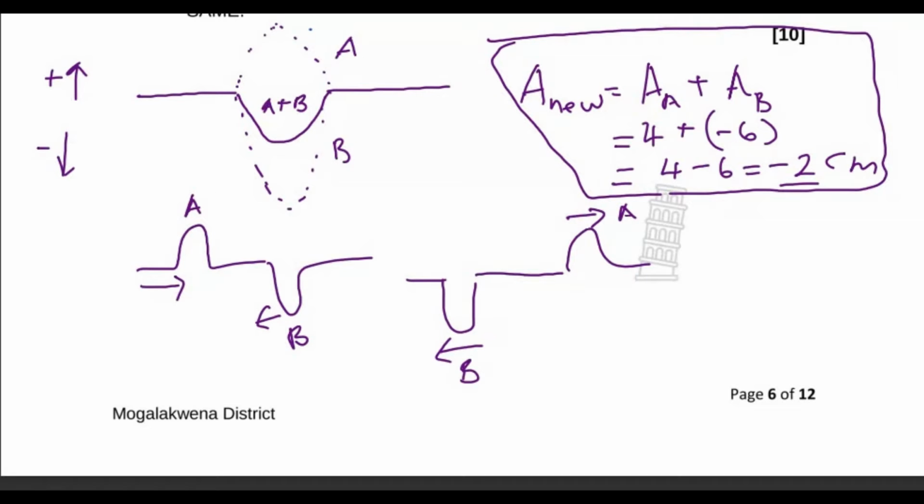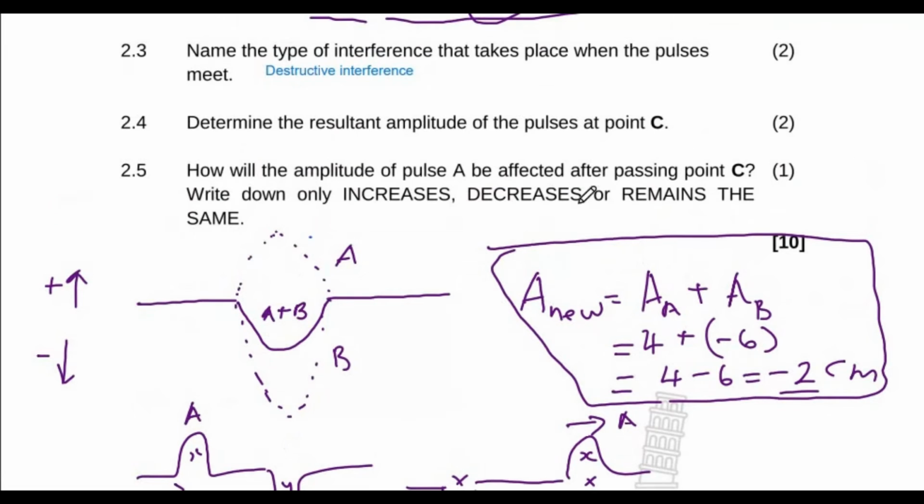Remember, A was going to the right, and it's still going to the right here. This one was going to the left, and it's still going to the left here. Also, their amplitudes after they have met will be the same. If this amplitude was X, it will still be X. If this amplitude was Y, it will still be Y. So the amplitude remains the same, because you are asked how it will be affected. Just write remains the same, and that will be your answer.